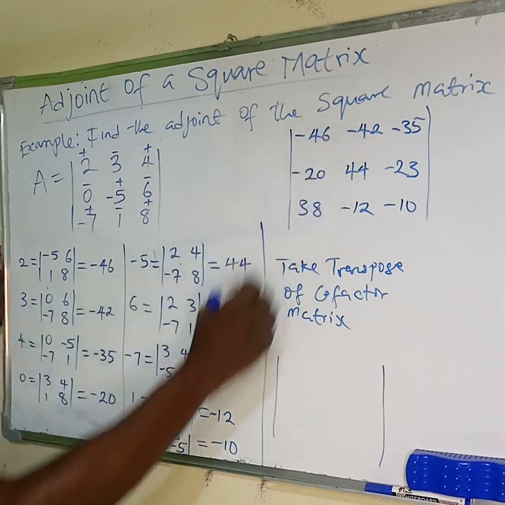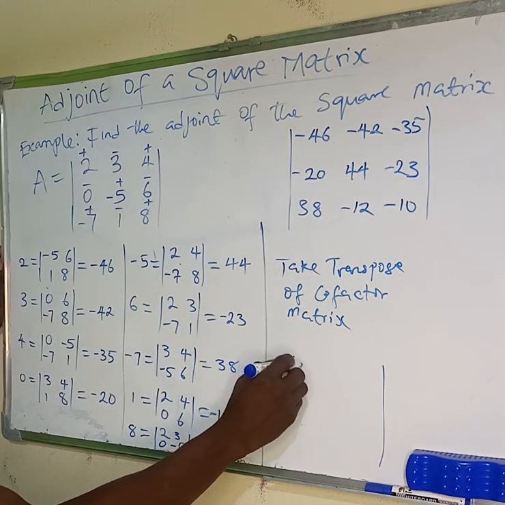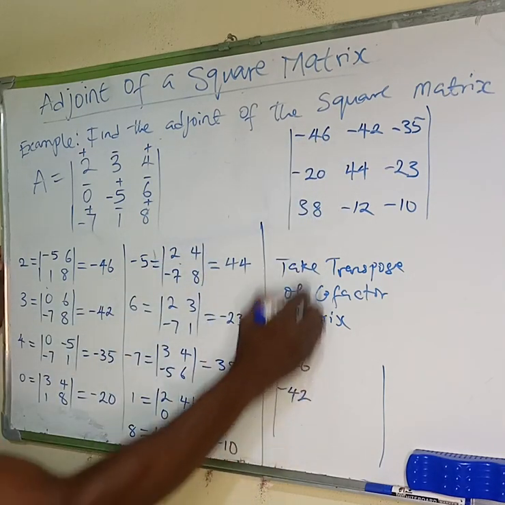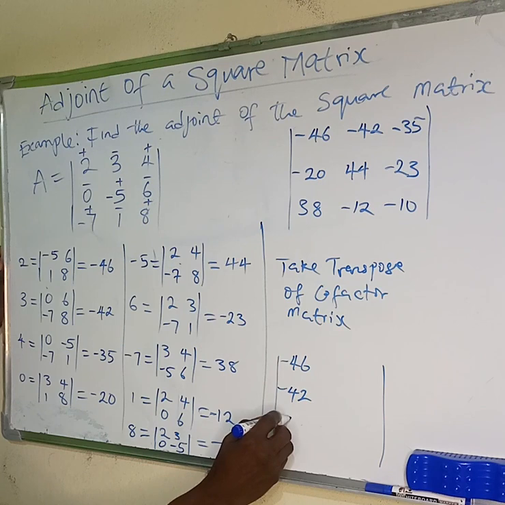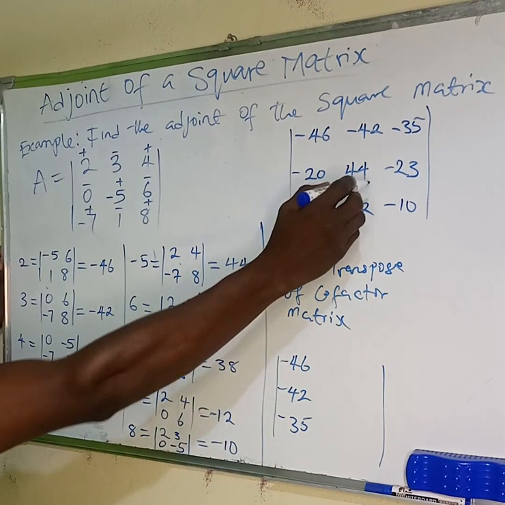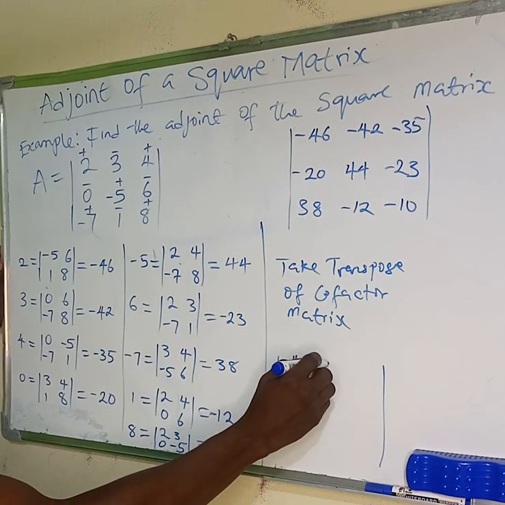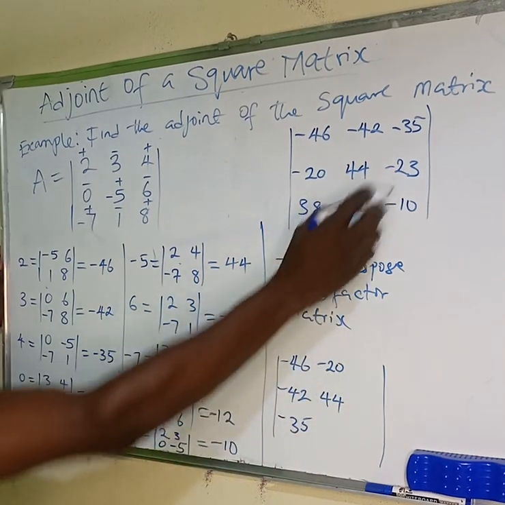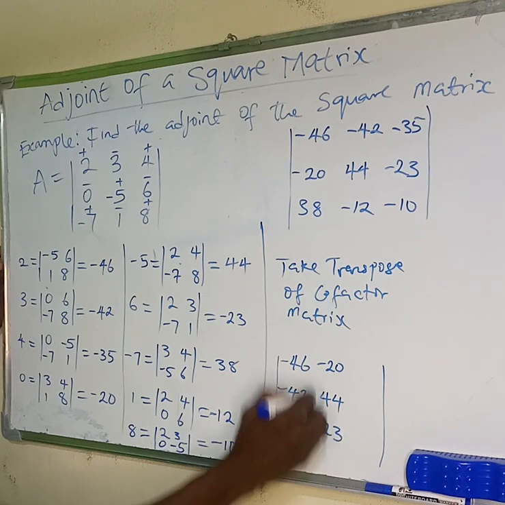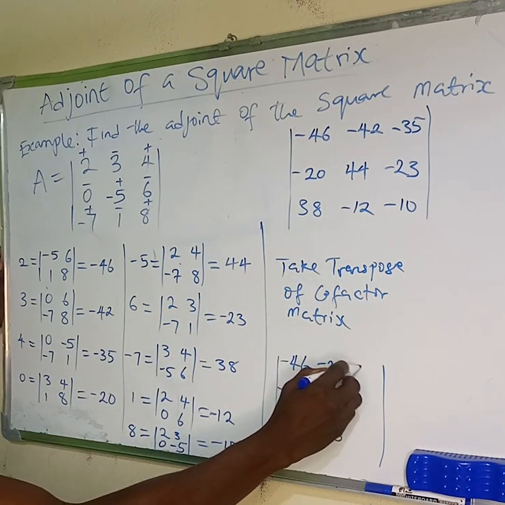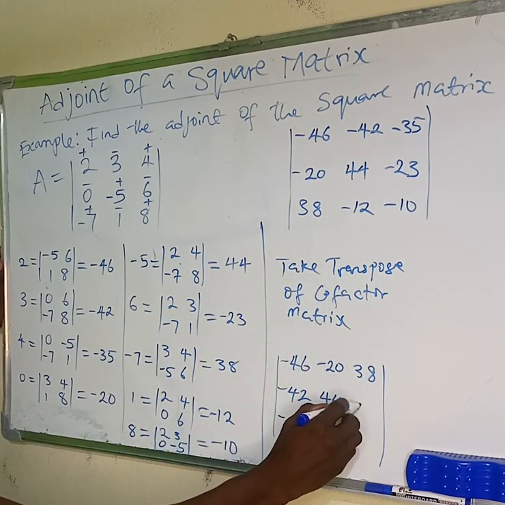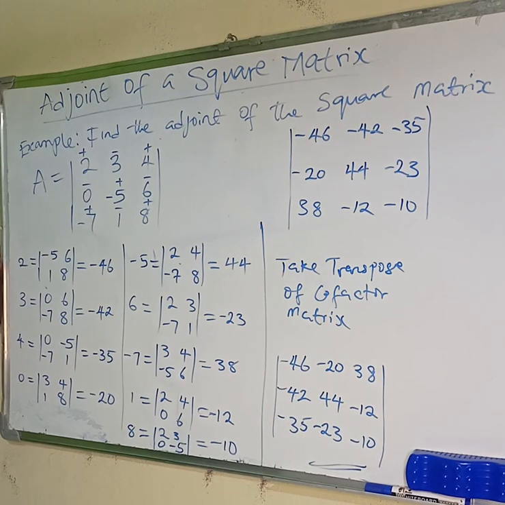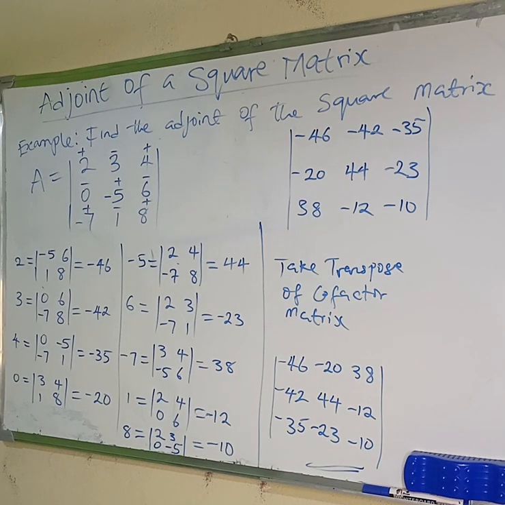So the first row becomes the first column, which is negative 46, then negative 42, then negative 35. Then the second row becomes the second column, negative 20, 44, and negative 23. Then the last row becomes our last column, 38, negative 12, and negative 10. This is our adjoint, and that is the end of this class.